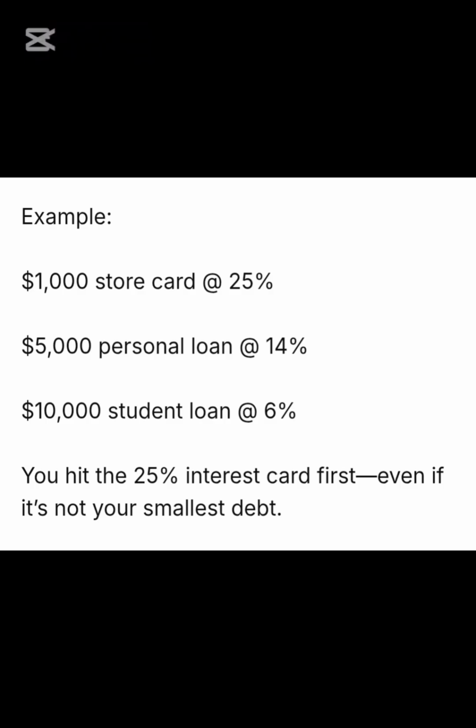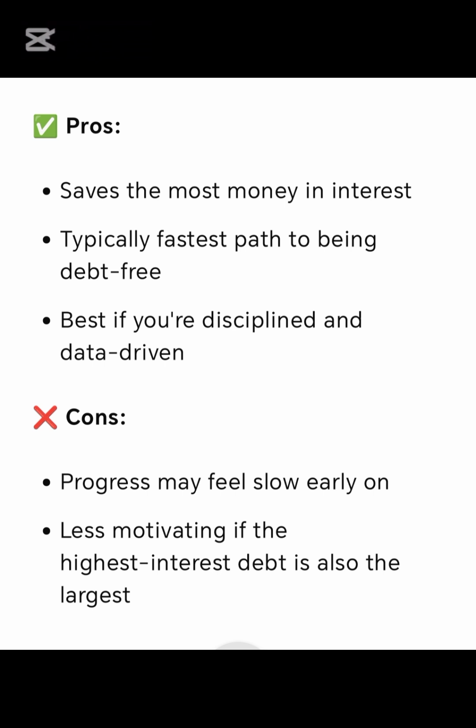Example: $1,000 store card at 25%, $5,000 personal loan at 14%, $10,000 student loan at 6%. You hit the 25% interest card first, even if it's not your smallest debt. The pros: saves the most money in interest. Typically fastest path to being debt-free. Best if you're disciplined and data-driven. The cons: progress may feel slow early on. Less motivating if the highest interest debt is also the largest.